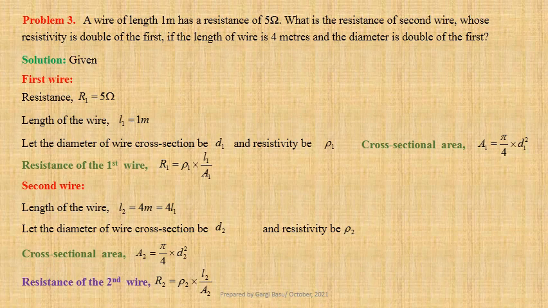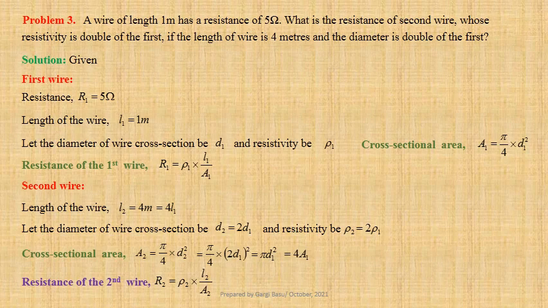According to the problem statement, diameter of the second wire is double of the first. That is D2 equals 2 times D1, and its resistivity is double of the first, that is rho 2 equals 2 times rho 1. Now cross-sectional area A2 equals pi by 4 into 2 times D1 whole square, that is equal to pi times D1 square. Therefore, A2 equals 4 times A1.